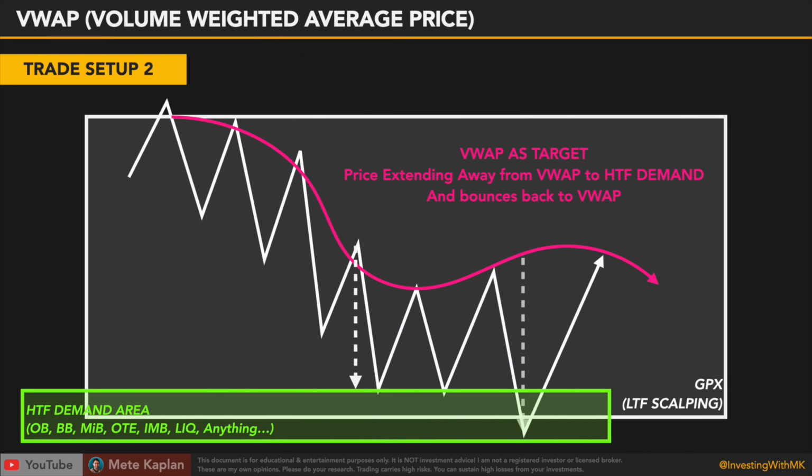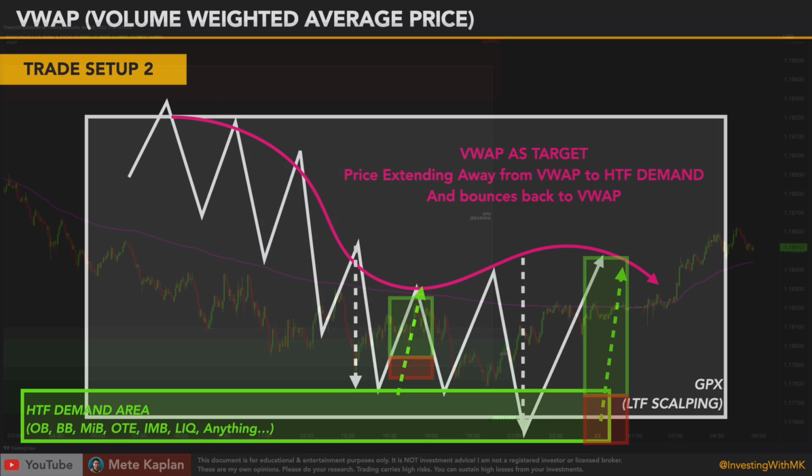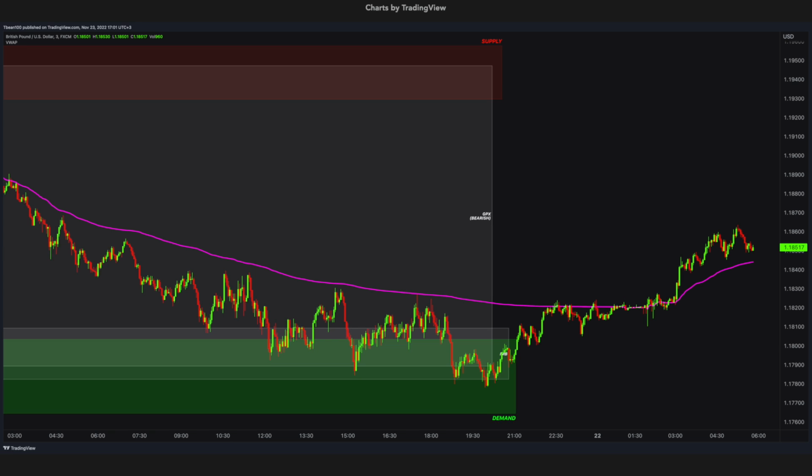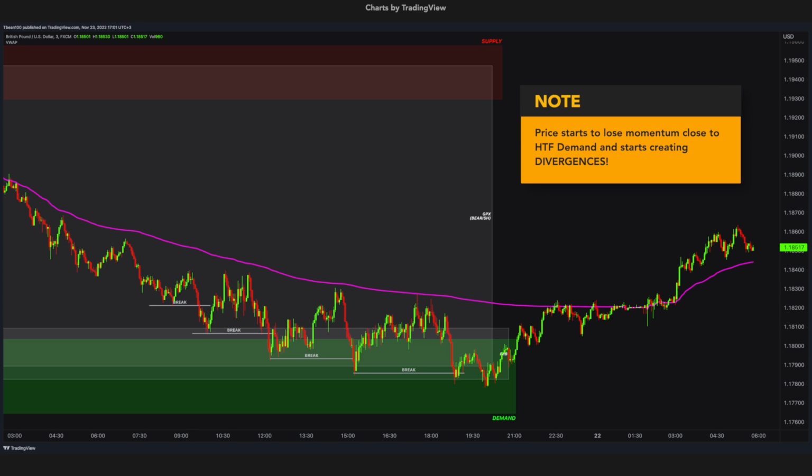Basically saying, VWAP will act as target. Divergences in these areas are tradable. Once the price extends far away from VWAP, but remember, it should be very close to high time frame demand. We need a reason for the price to go up. If you closely look at this chart, price slows down when it comes closer to the high time frame demand area, finding more and more reasons to go higher.